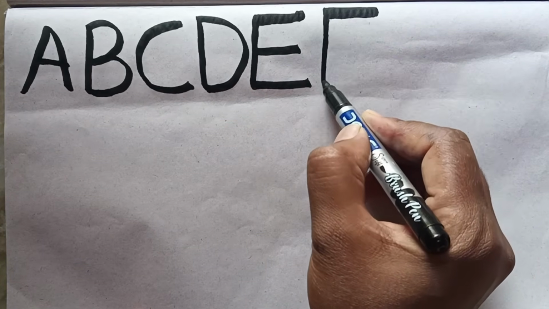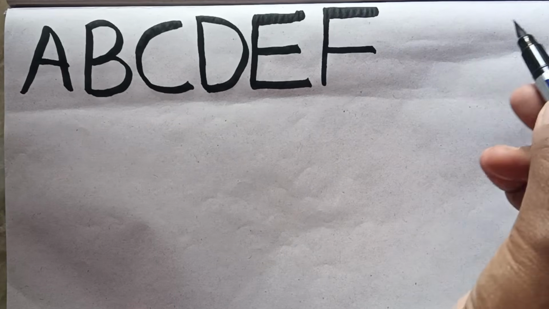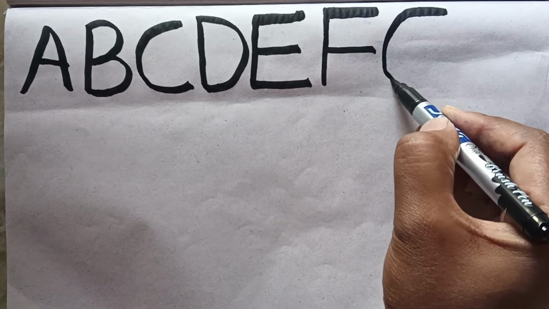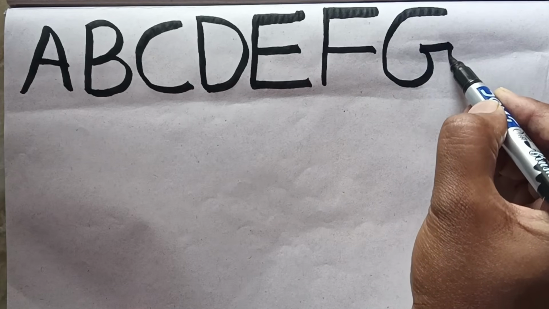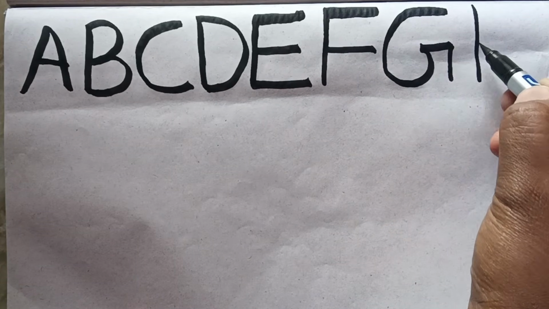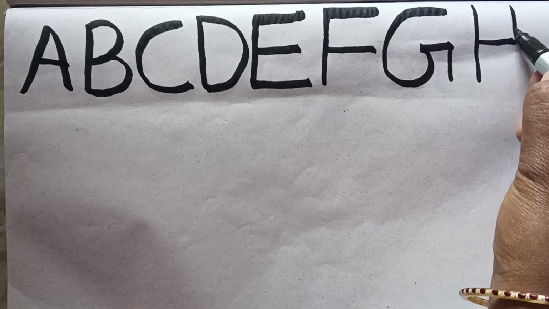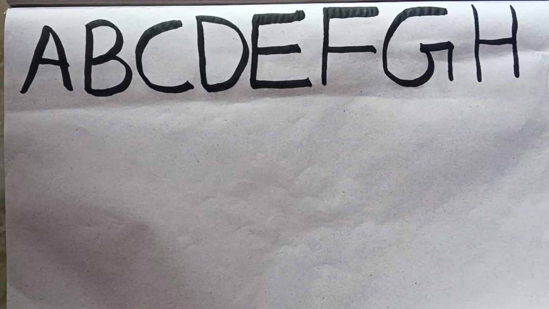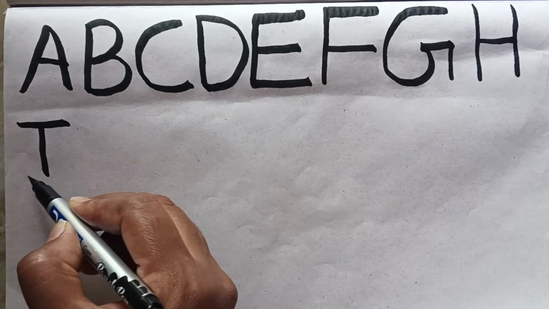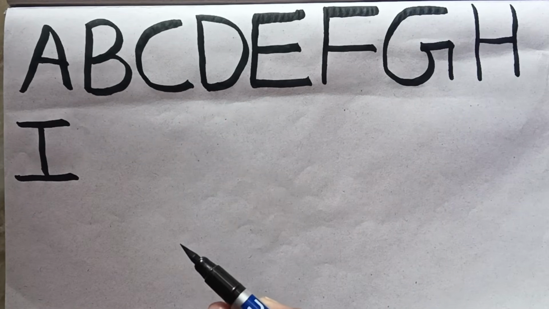F. F for fish. G. G for goat. H. H for horse. First line completed. Now next line. I. I for ice cream.